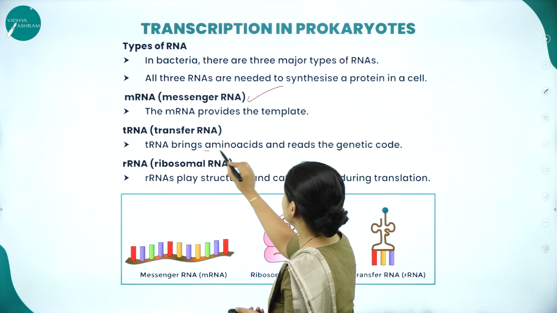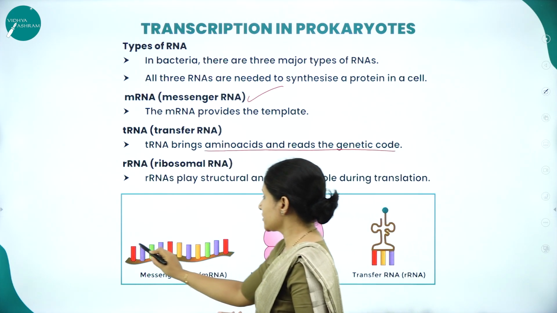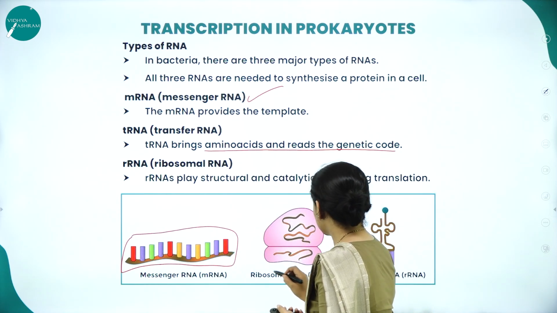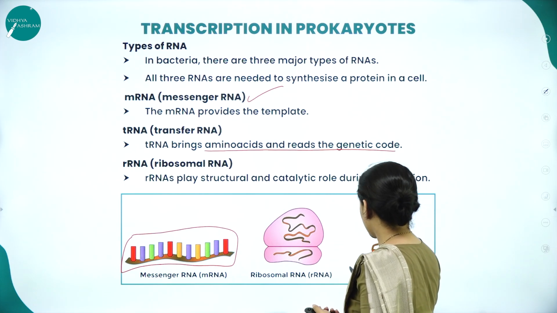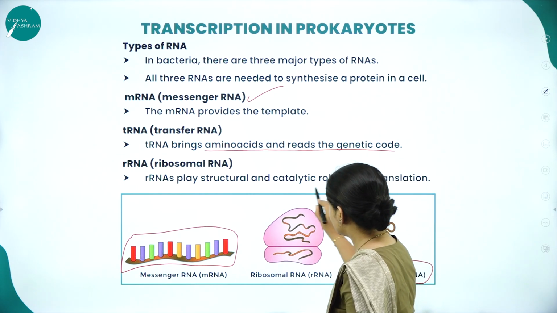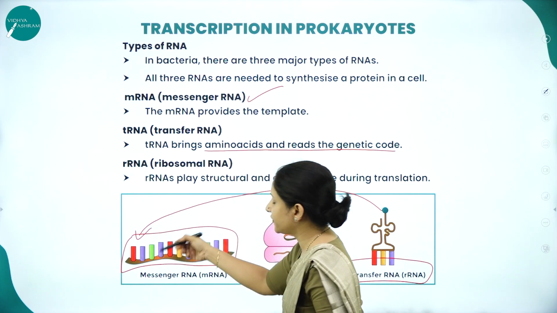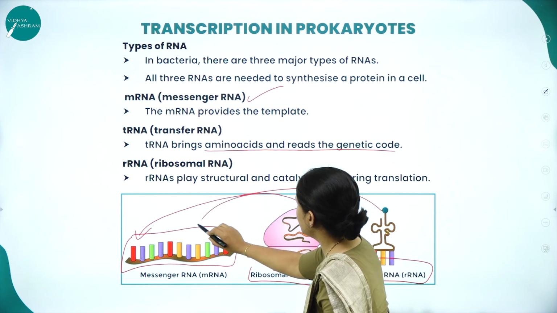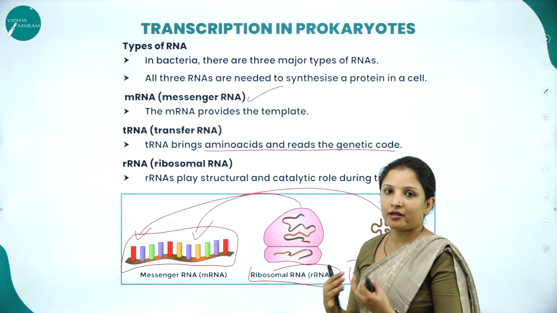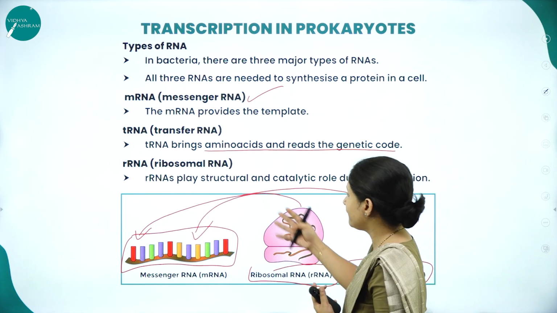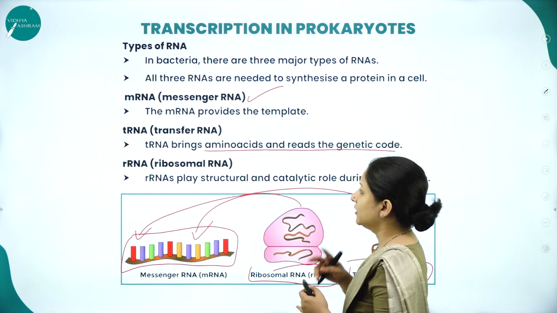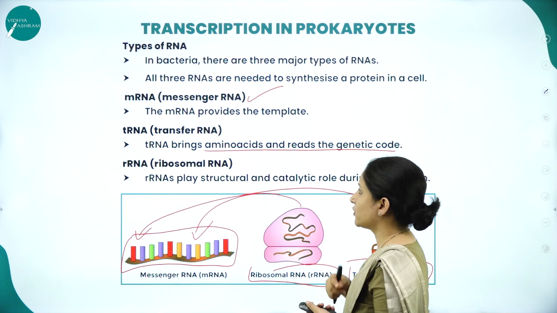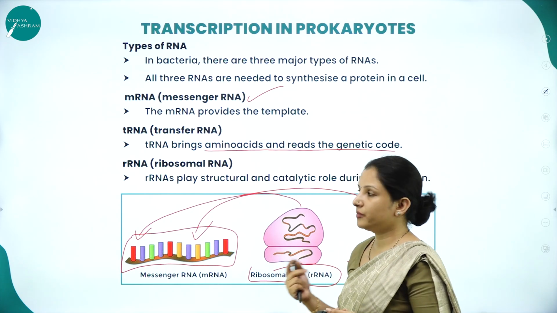tRNA brings amino acids and reads the genetic code. So the messenger RNA gets formed first in the process of transcription. Once it is formed, the transfer RNA will bring the amino acids to different regions of the messenger RNA, and then the ribosomal RNA will run along and translate the amino acids in the form of protein. So all three RNAs are very important: messenger RNA, transfer RNA, and ribosomal RNA.